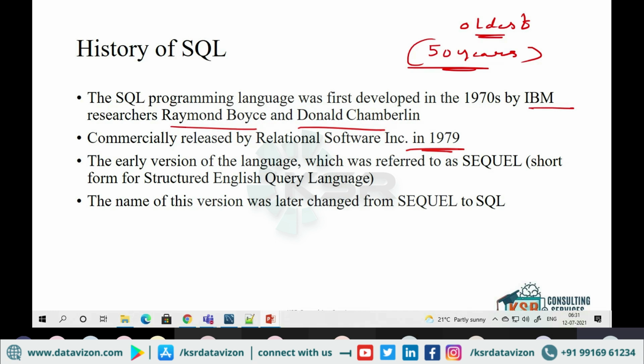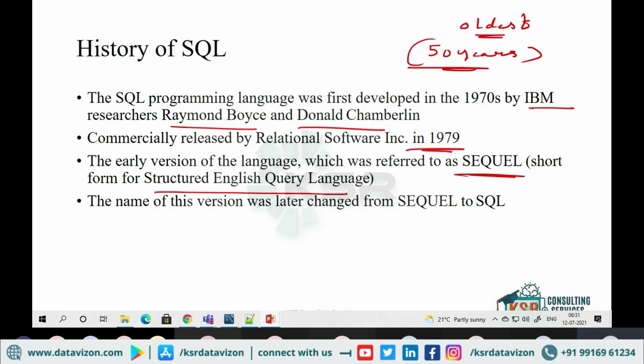Okay, and initially everyone was calling this sequel. Everyone was calling it sequel. So SQL in the sense was the short form of Structured English Query Language. This was the initial time.